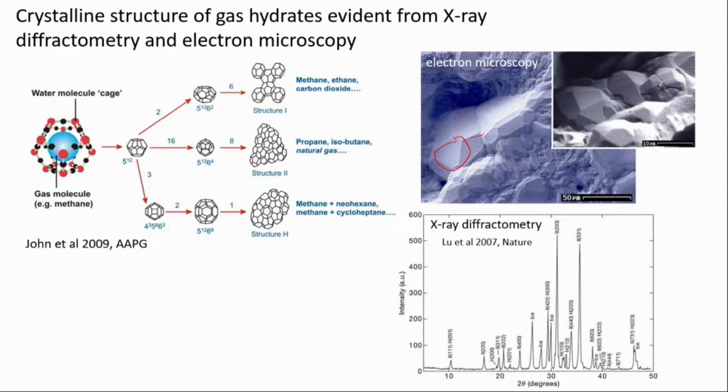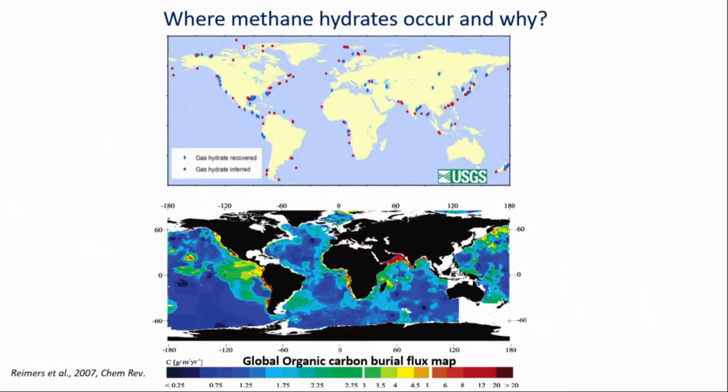well crystalline material. And you can see here there are different kinds of combination of the guest molecules like methane, ethane, carbon dioxide, or propane, isobutane, methane, neohexane, methane, cyclopentane. If you change the gas molecule or the guest molecule, the structure changes. That is why in methane hydrates we can see there is a structure 1, there is a structure 2, and the structure H. They all have different combinations of the guest molecules.